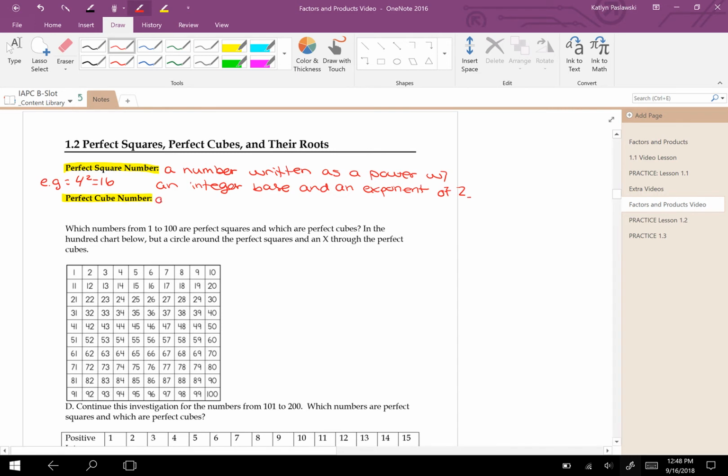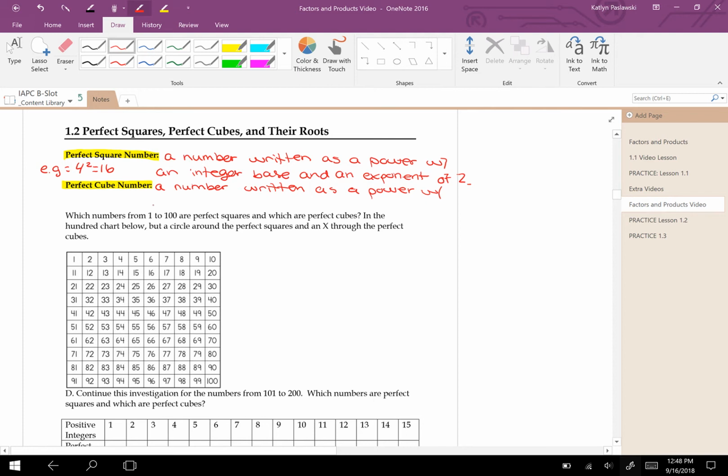A perfect cube is a very similar definition. A number written as a power with an integer base and an exponent of 3. So an example of that, 2 cubed is equal to 8.